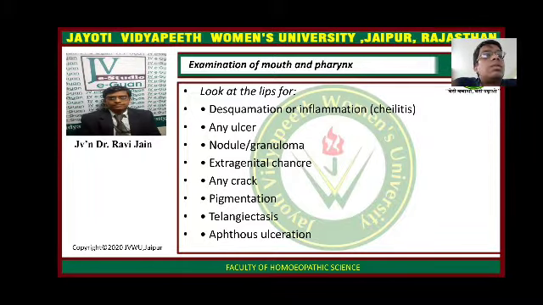Now what are the steps? Now we will study the various steps that we are going to perform while doing the examination of the mouth and the oropharynx. First of all, you have to look at the lips for the following things. Any kind of desquamation or inflammation, that is known as cheilitis, any ulcer, any nodule or granuloma, extragenital chancre, any crack, pigmentation, telangiectasias. Telangiectasias are basically small blood vessels that are prominent.